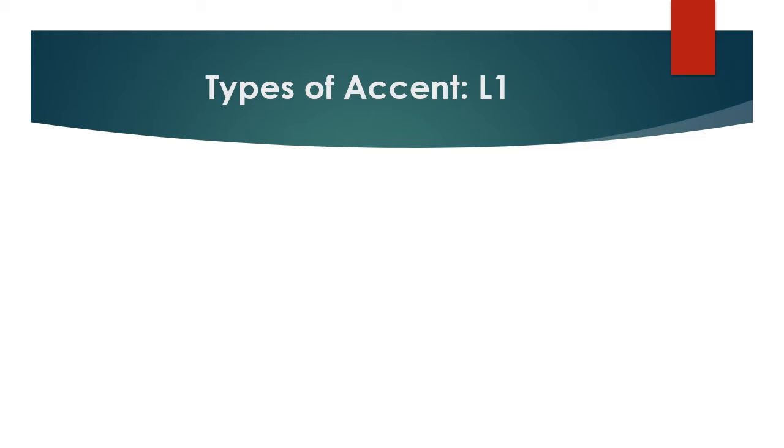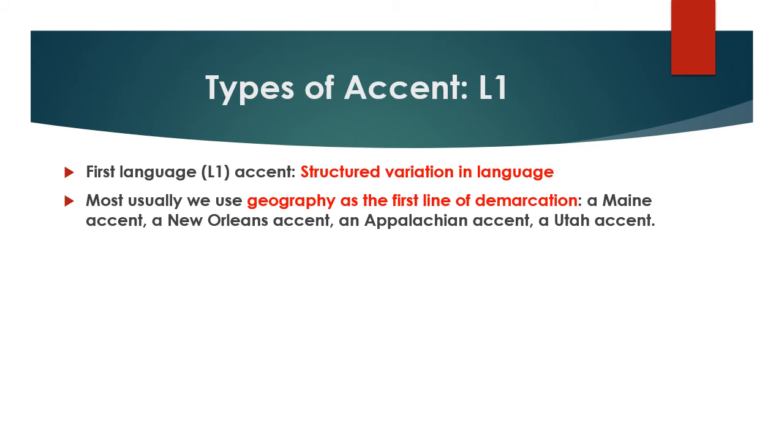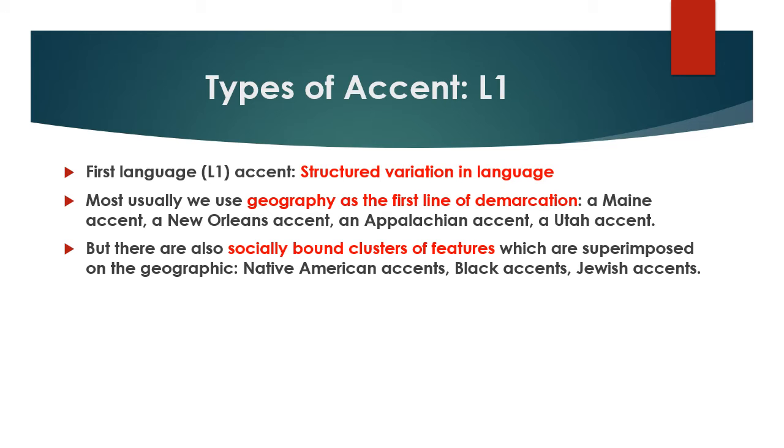Accent can be of two types. L1 accent, or first language accent. It is the structured variation in language, and typically when we talk about accent, we associate it with people's geography. So people from different places speak differently, so they have different accents, like a Maine accent, a New Orleans accent, an Appalachian accent, a Utah accent. But we also connect it to people's social identities, like Native American accents, black accents, or Jewish accents.